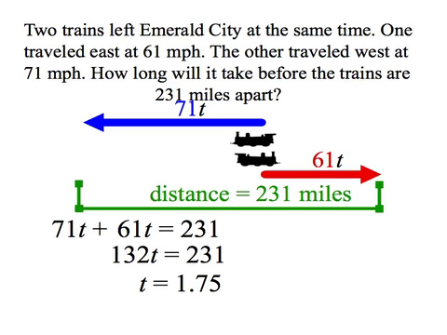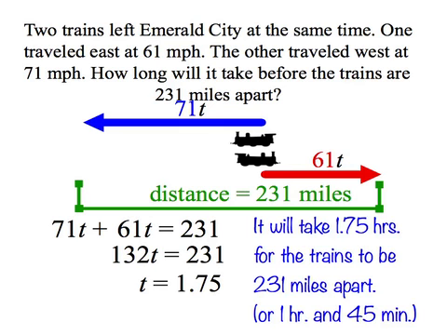And once again, we're dealing with miles per hour. So that's 1.75 hours, or if you like, 1 hour and 45 minutes. Just remember, if you want to express it in hours and minutes, don't make the mistake of writing 1 hour and 75 minutes. 0.75 hours is 3/4 of an hour, and that's 45 minutes. So you can write it either way, but our answer is either 1.75 hours or 1 hour and 45 minutes.